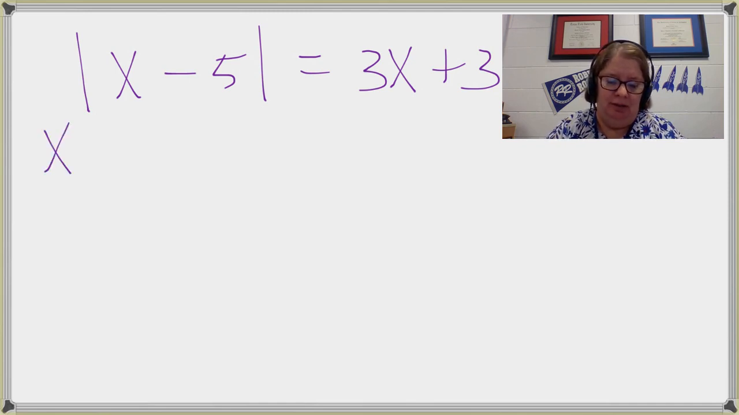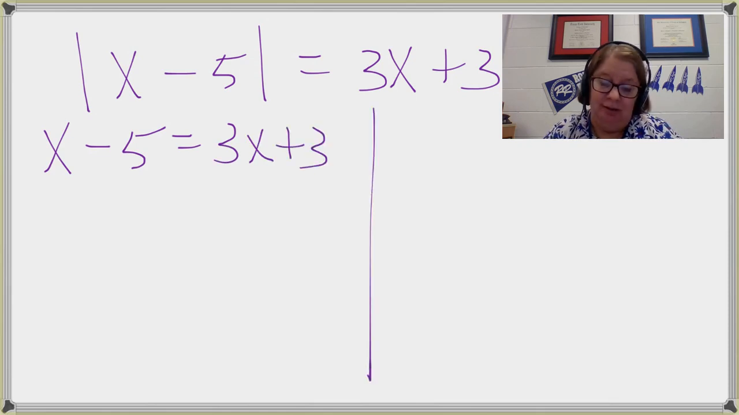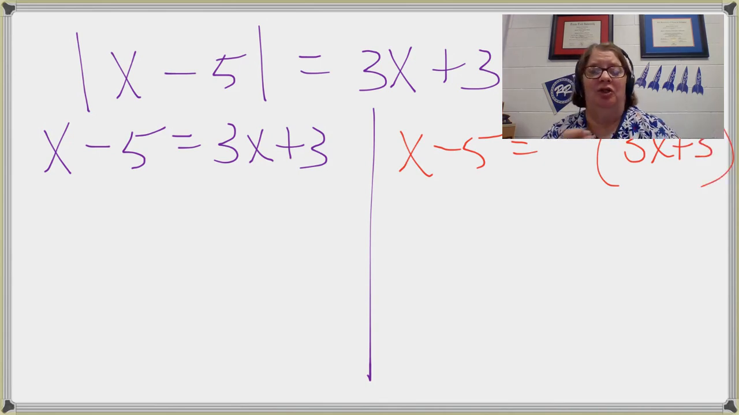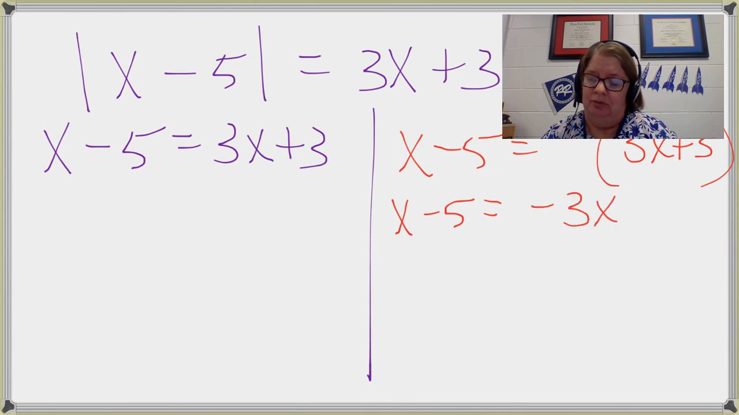So I'm going to split it. x minus 5 equals 3x plus 3, and x minus 5 equals negative (3x plus 3). We want to apply that negative to the whole quantity 3x plus 3. So notice I put that in parentheses because that's going to apply to both of those terms. You can't just take the negative of the 3x. It has to be the negative of the whole thing.